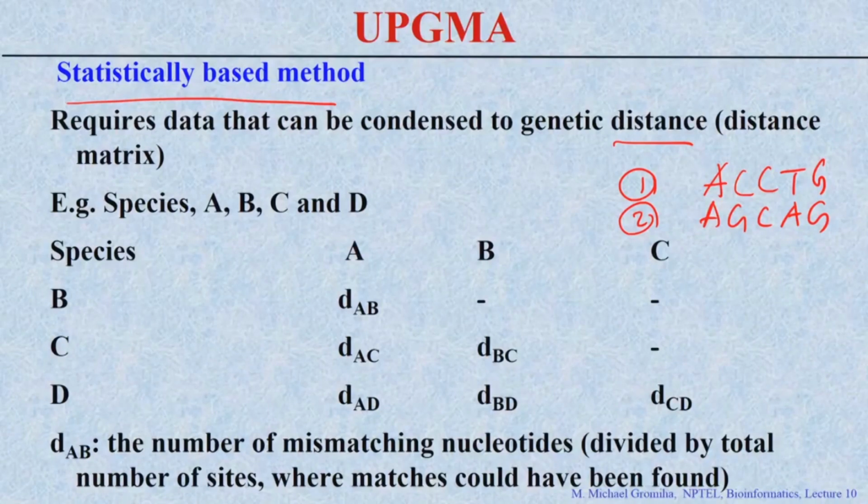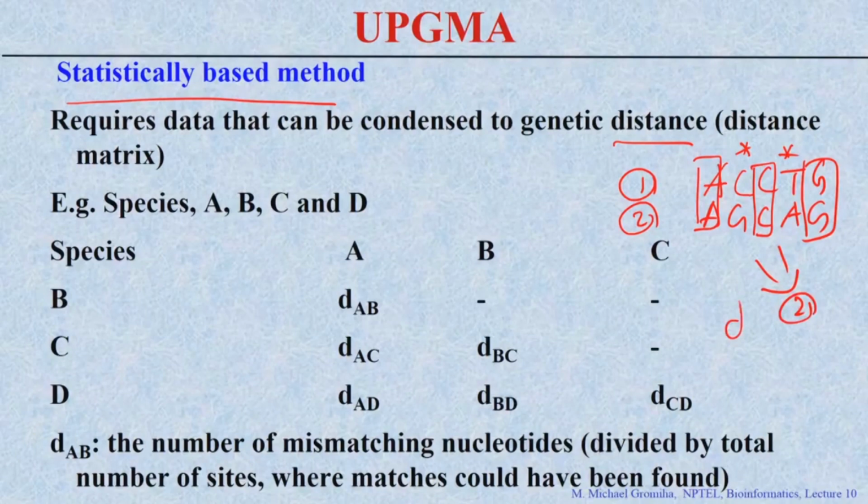In this case we see how far they are different from each other. What is the difference? How many nucleotides are different? This is the same, this is different, this is the same, this is different, this is the same. So here you can see the distance between sequences 1 and 2 is 2.